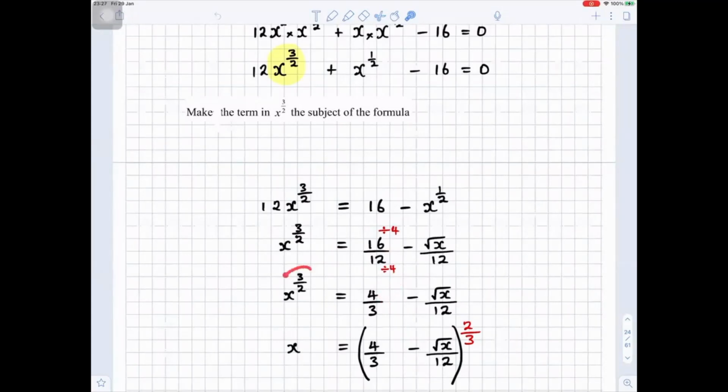So x to the 3 over 2, we just want to get x. So we want to remove 3 over 2. What's the inverse of the power 3 over 2? It is the power 2 over 3. If we have 3 over 2, we take it to the other side, the power will change to 2 over 3. So it will be 4 over 3 minus square root of x over 12, all to the power 2 over 3.